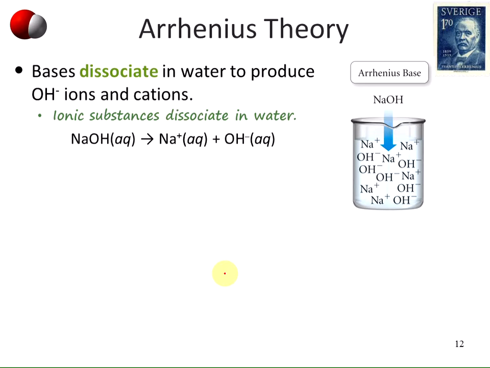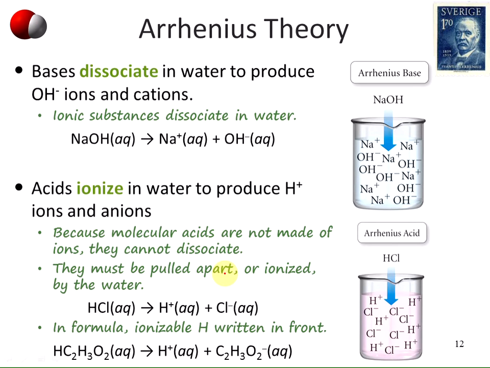And these are ionic substances that dissociate in water, such as sodium hydroxide. So this is an example of an Arrhenius base, so it produces an OH ion that dissociates in water. Acids ionize in water to produce H plus ions and anions. So Arrhenius theory says that there has to be a proton that can dissociate. Because molecular acids are not made of ions, they cannot dissociate. They must be pulled apart or ionized by the water.